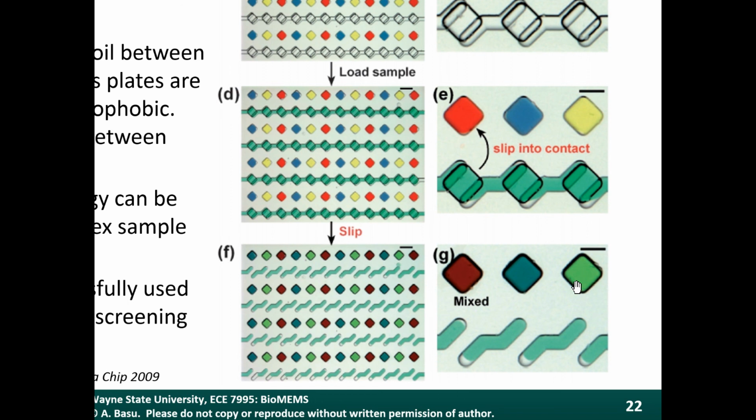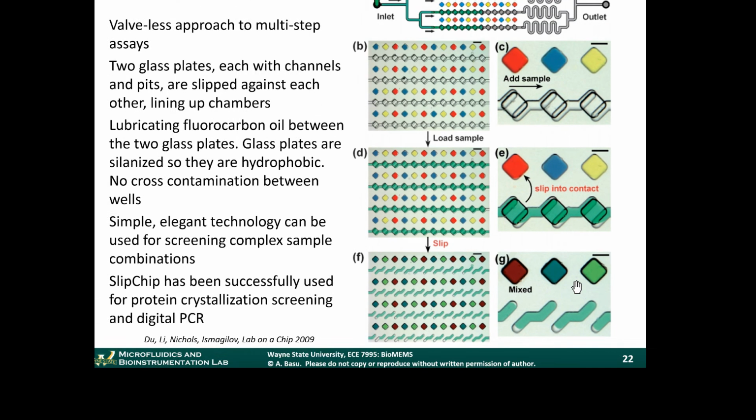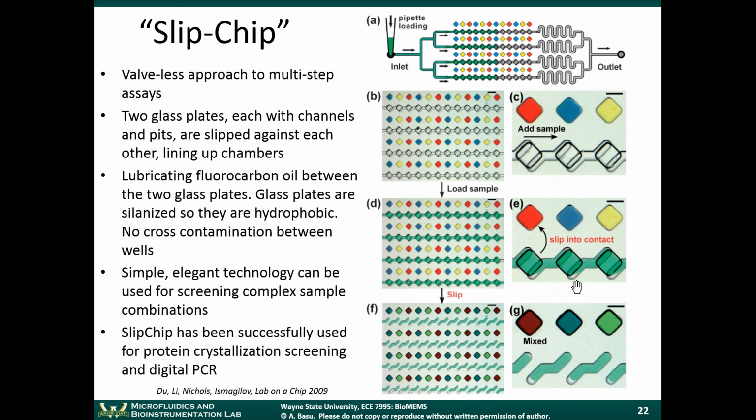So if you wanted to do this in a traditional microfluidic chip, you'd have to have several inputs and valve controls and things like that in order to get this series of fluids to mix the way you want it to. But this really doesn't require any valves at all. It just requires the lining up of the different chambers, so the reagents can mix with one another.